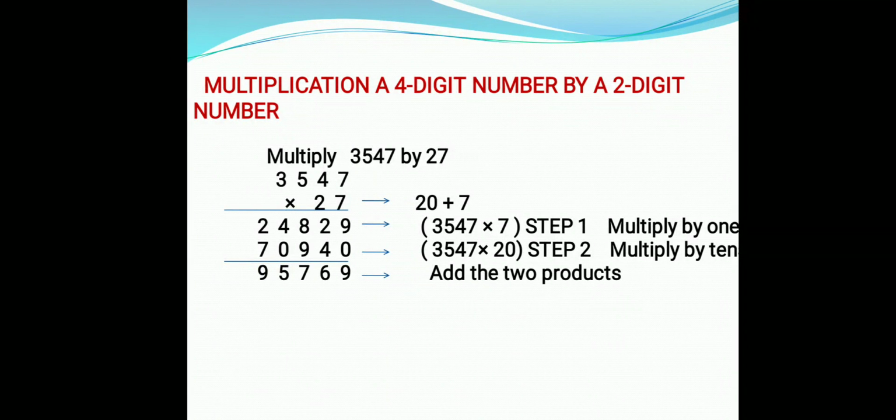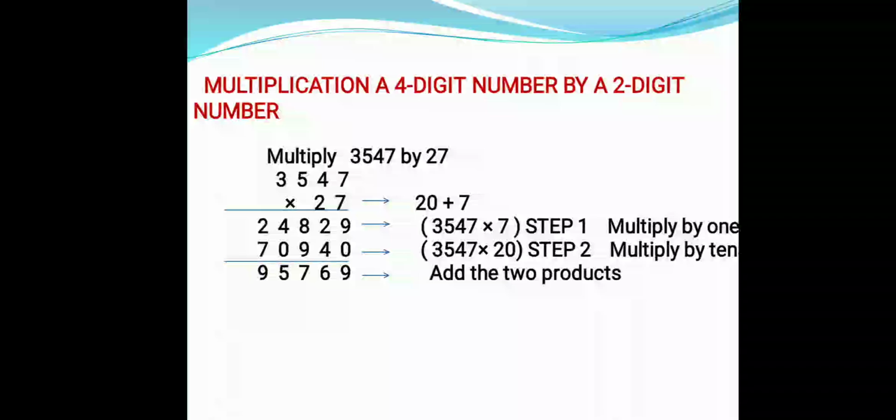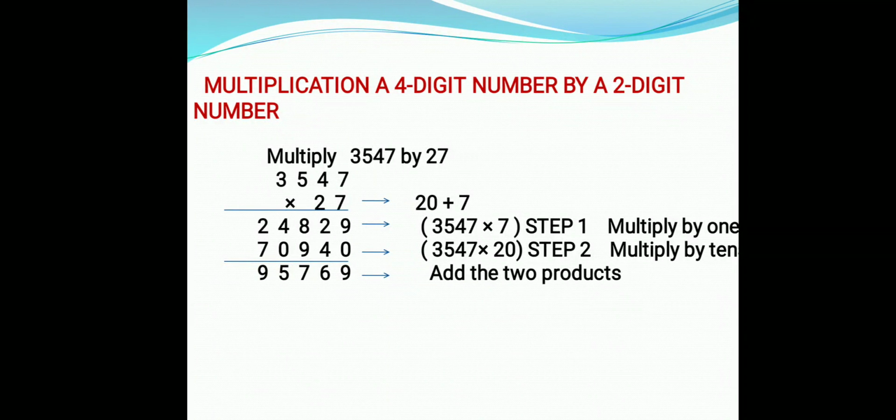Step 2. Multiply with tens place. So, put a 0 in ones place. Now, 2 into 7 is equal to 14. 4 should be written in tens column and 1 will be carried over. 2 into 4 is equal to 8. 8 plus 1 which was carried over becomes 9. 9 should be written in hundreds column.